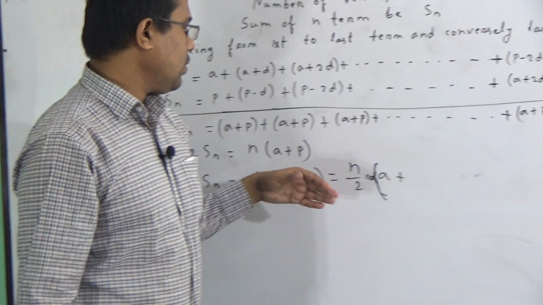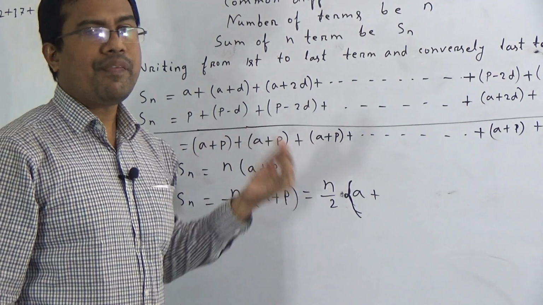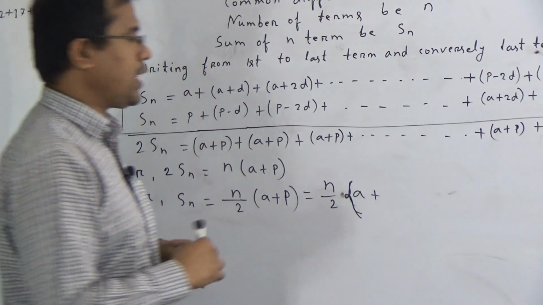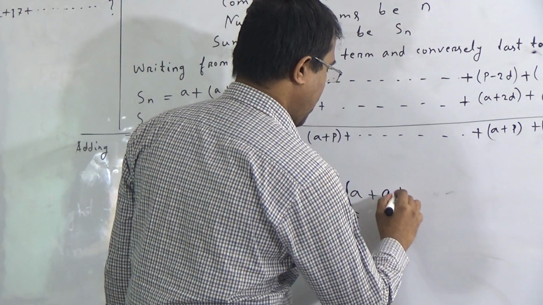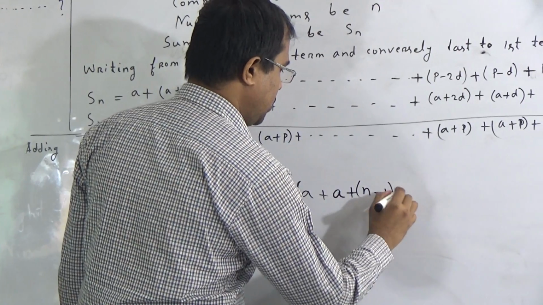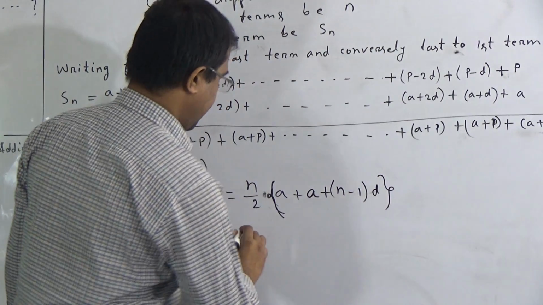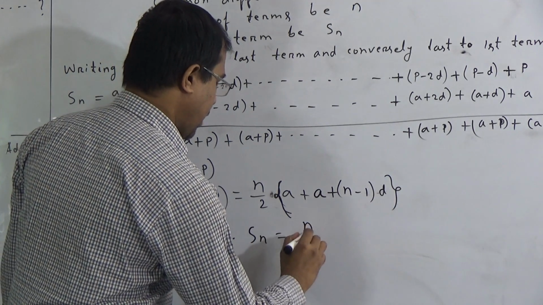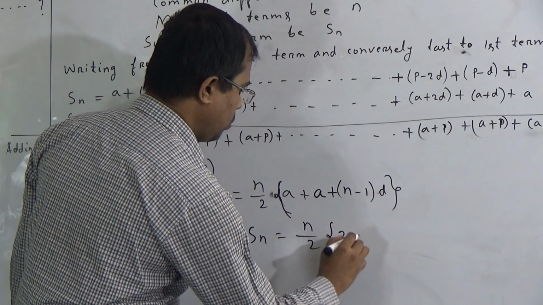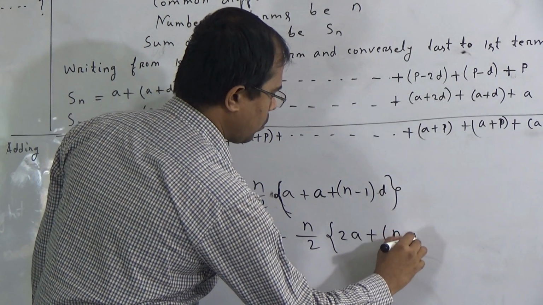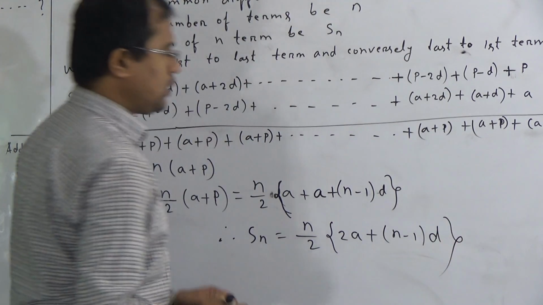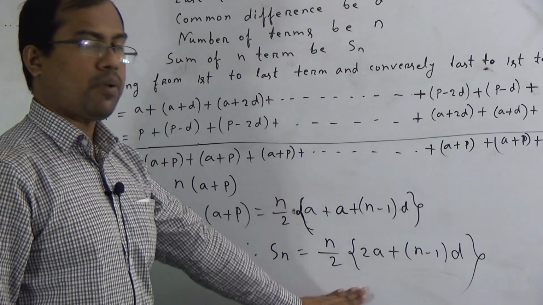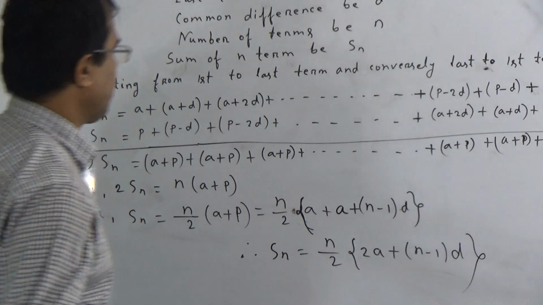Instead of p, we can consider it is the nth term, and the formula of nth term equal to a plus n minus 1 into d. So instead of p, we can write a plus n minus 1 into d. And finally we can write Sn equal to n by 2 into 2a plus n minus 1 into d. This is our formula. Dear students, we have proved our formula. Now using this formula, we will solve one problem.